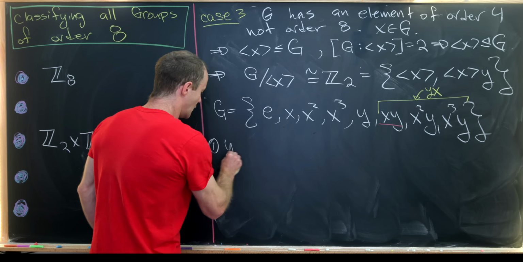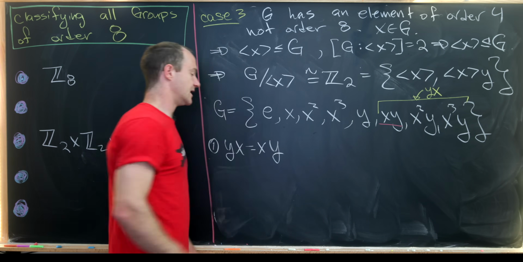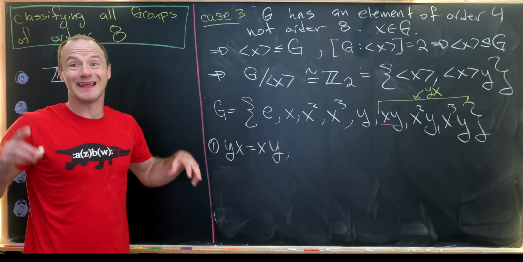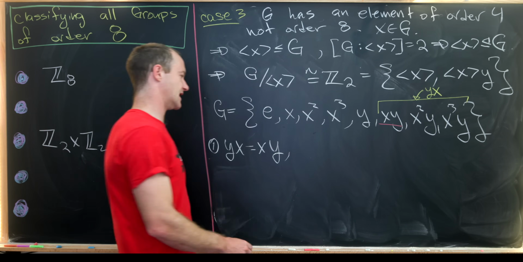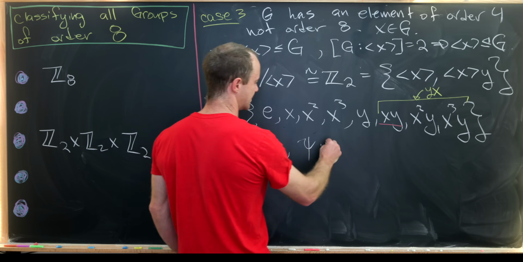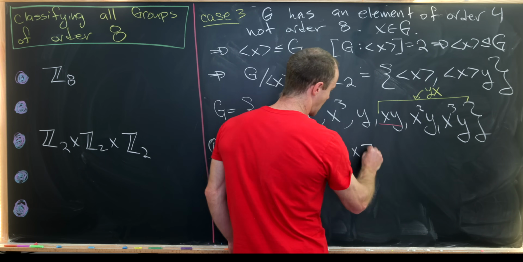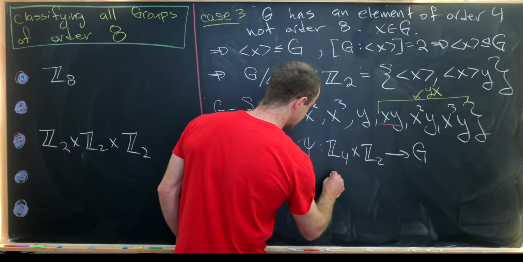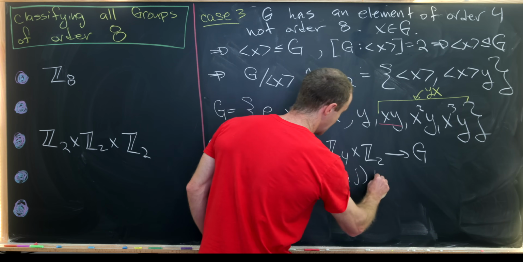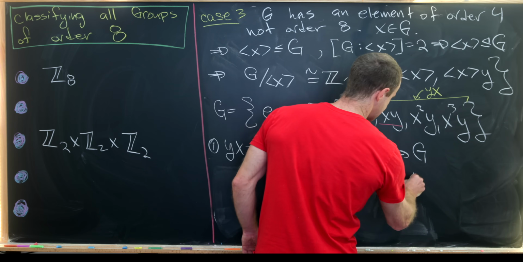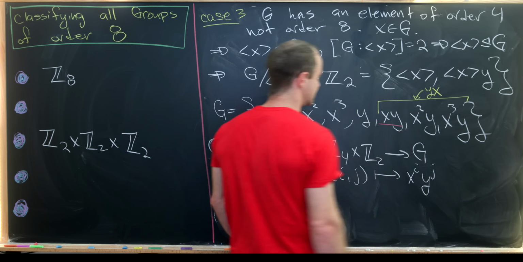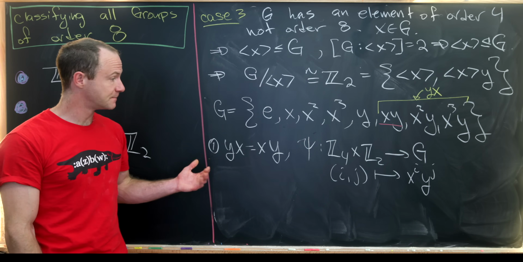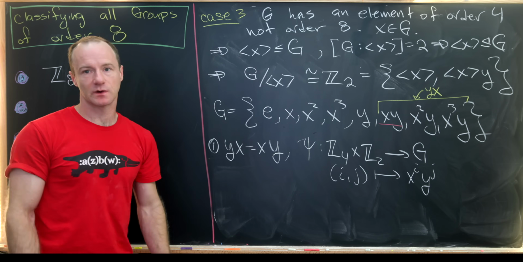So first, YX equals XY. So in other words, we have an abelian group. And this kind of motivates another kind of guess for the isomorphism class here. And here we'll define the following map. So we'll go from Z4 cross Z2 into G. And what we'll do is we'll map (i, j) to X to the i, Y to the j. And I guess built into this is the assumption that Y squared is the identity.